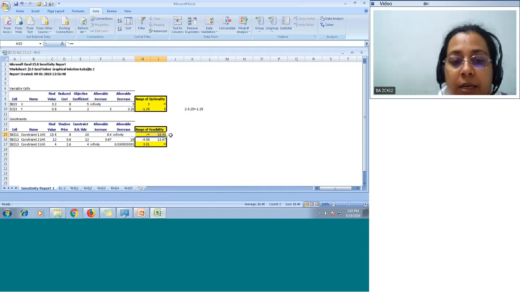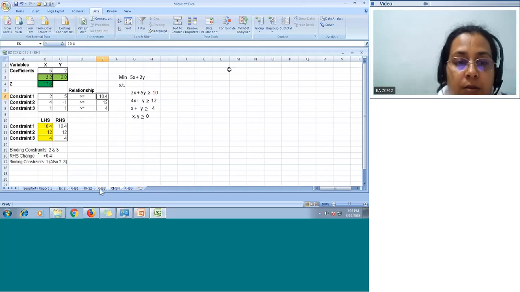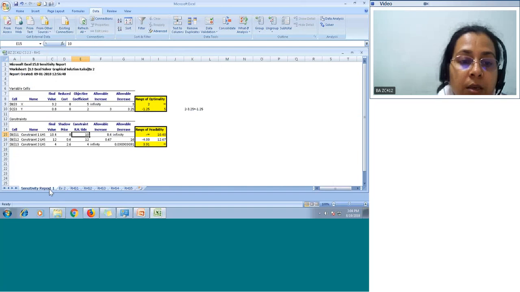A change in the right hand side of this constraint will not affect my solution. So you will see here, 10.4, this is binding, and this is binding. All three are binding constraints. Actually, the change I have done is +4. But for this, you can see we have shadow price 0.